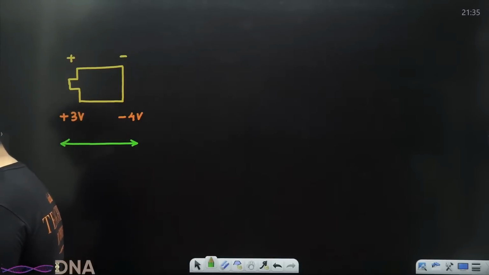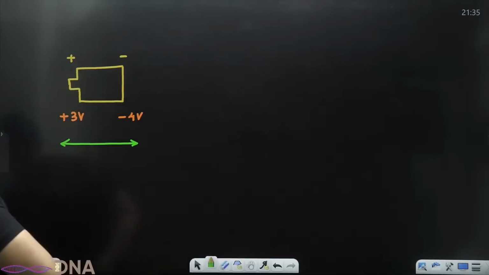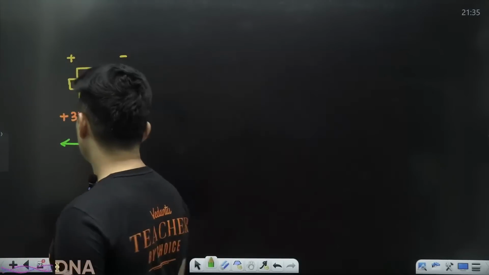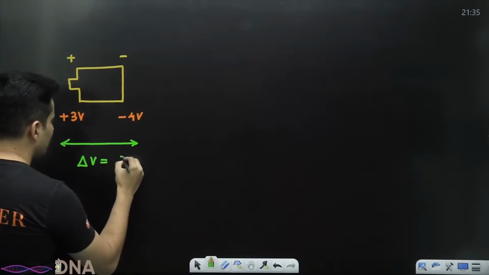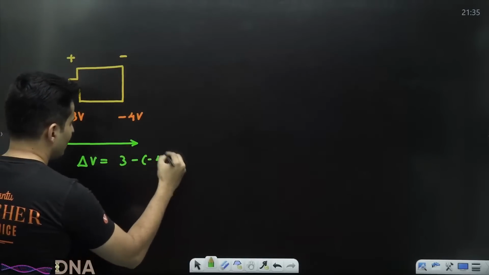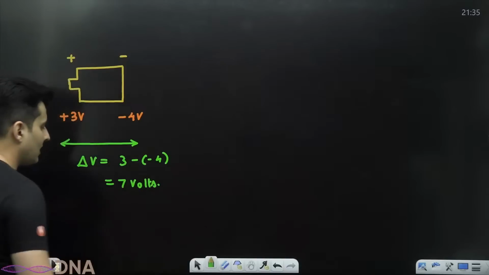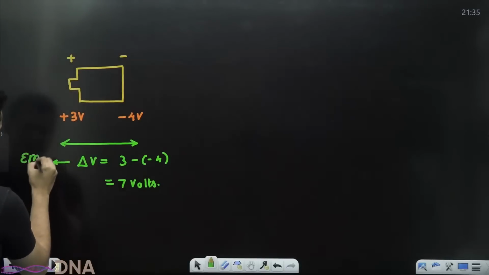Okay, so what do you think, guys? What's the voltage difference going to be? Is it 1 volt, minus 1 volt, 7 volts, minus 7 volts? Think about it. I don't think it is minus 1. The voltage difference will be this minus this. So 3 minus minus 4. So it will be basically 7 volts. This voltage difference is basically the EMF of the cell.